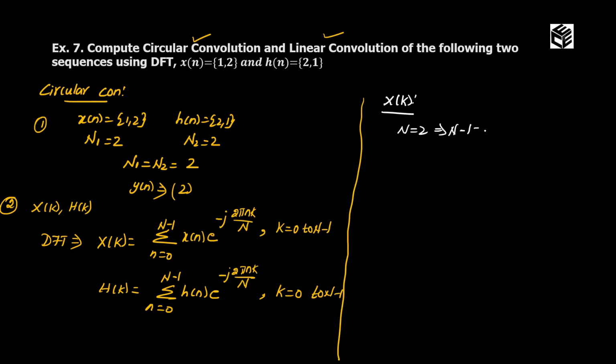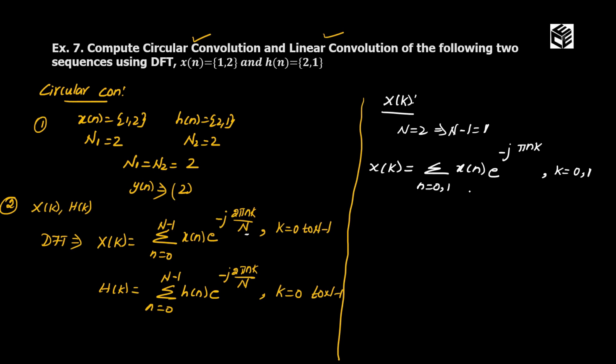Therefore, n minus 1 is equal to 1. Correct. So the formula can be rewritten as X of k is equal to summation n equal to 0, 1. We have only two values. X of n into e power, when we apply the value of n as 2, what happens? It will cancel. Therefore, our formula will be e power minus j pi n k, where the value of k is from 0 to 1. So that is 0, 1.